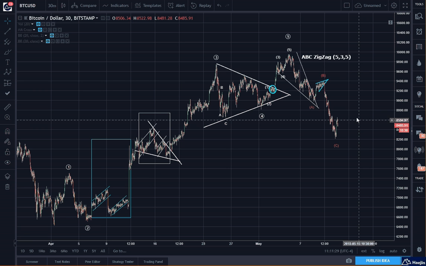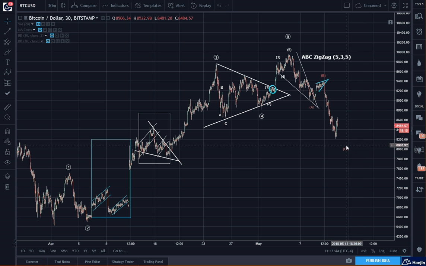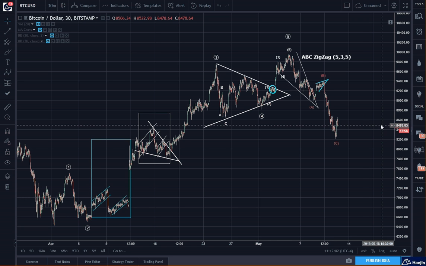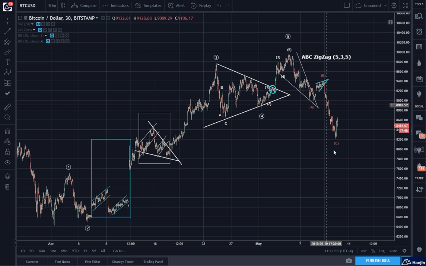But what I do is I try to count it still. 1, 2, I think this is 3, 4, and there's one more potential 5 to go down. And so we'll probably hit the 8100 region. Okay. And if this C is complete, then this should impulse to 1, 2, 3, 4, 5, A, B, C, 1, 2, 3, 4, 5. Now, so we have 1, 2, 3, 4, and 5, these higher degree of trend waves. So 5 waves are in.